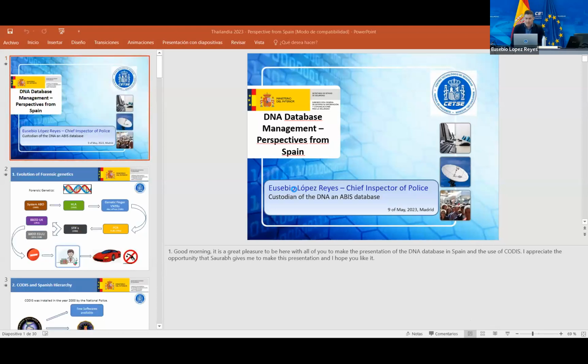We're going to speak about the management of the DNA database and the perspective from Spain. I usually like to start the presentation with a small introduction related to forensic genetics, because as you know, it's a young discipline, but it has suffered a tremendous evolution in a very short time, becoming a science with its own entity, distancing from legal medicine and genetics in general. It's the origin of forensic genetics.